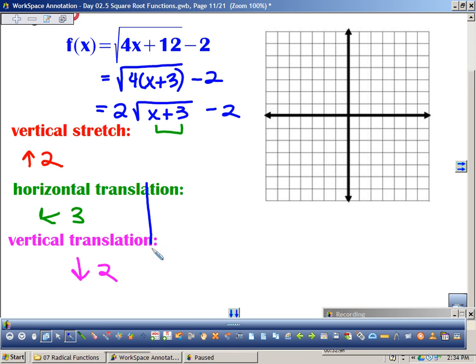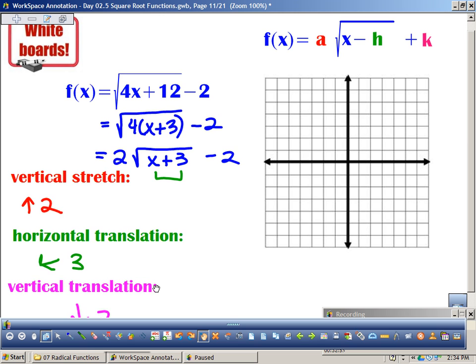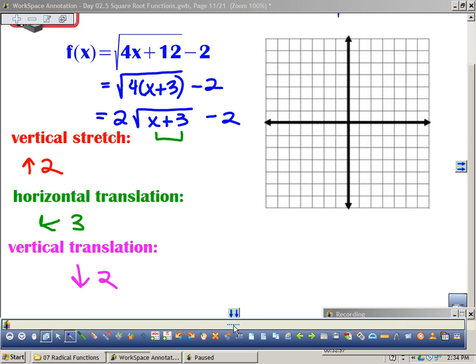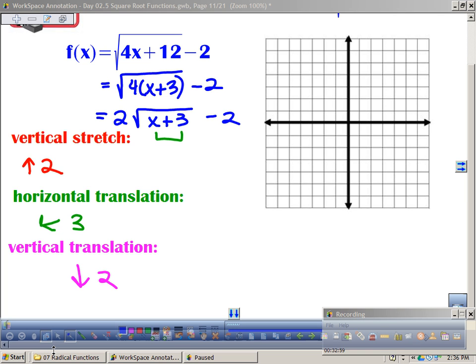Okay. That one I had to cover, and there's one more thing I want to show you, and then you guys are going to be ready for your homework. So since I know all of this now, I can graph it. My horizontal translation is to the left 3, 1, 2, 3. My vertical translation is down 2. There's my vertex. And my vertical stretch is over 1, up 2, and then over 4, 1, 2, 3, 4. And how much? 1, 2, 3, 4. And if you don't know that, you should check.